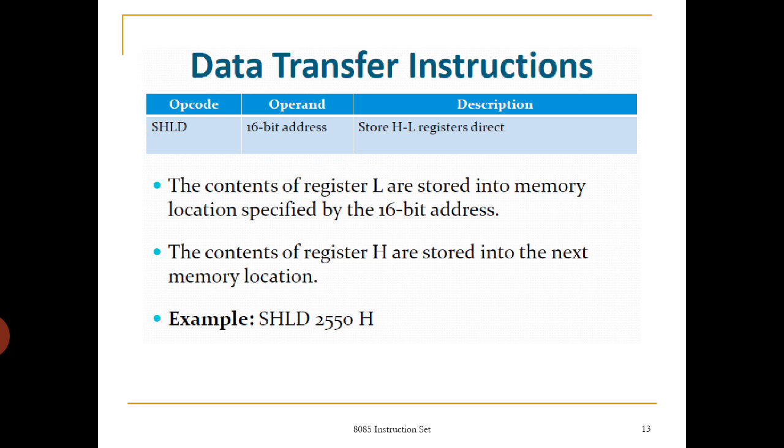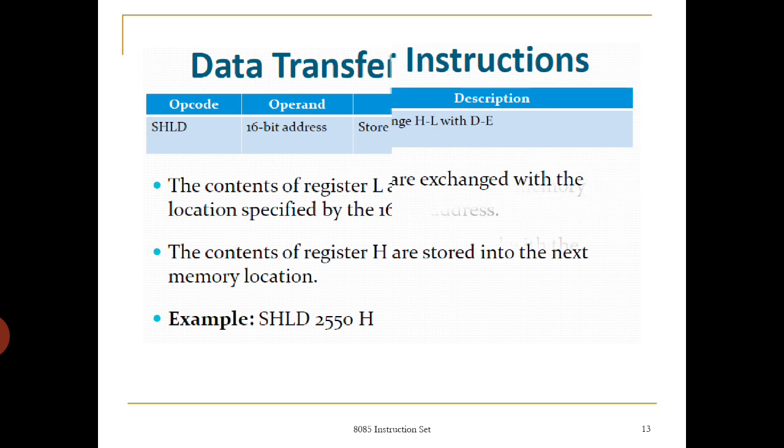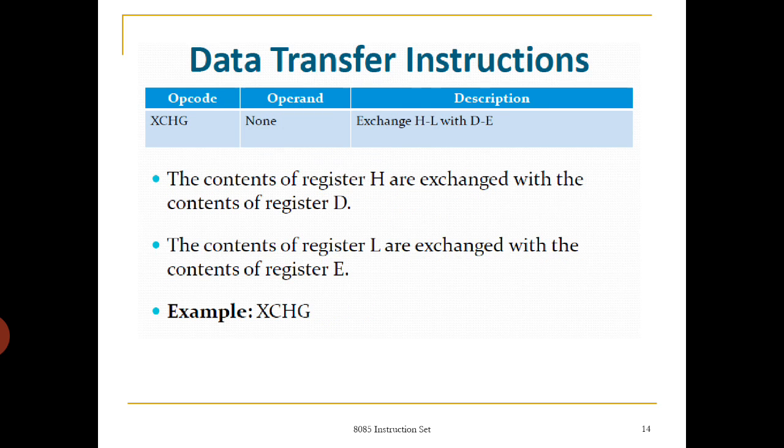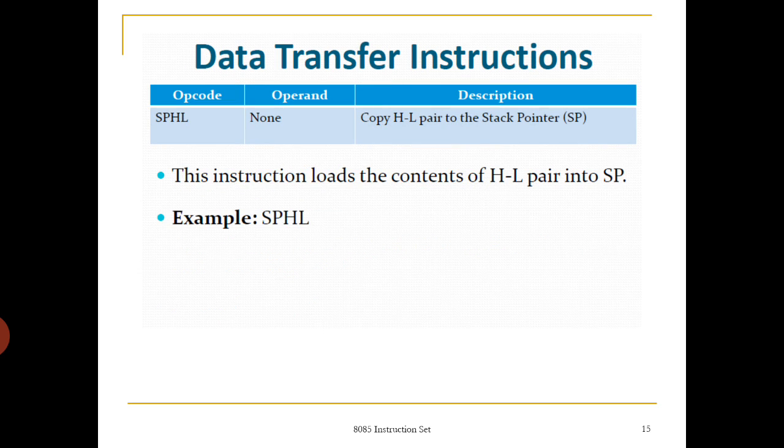Okay, understand? So this is a SHLD instruction. Then the next data transfer instruction is XCHG, that is, exchange HL with DE. So what happens in this instruction? The content of register H is exchanged with the content of register D. If you want to exchange the content of the H register with D, or L with E, then we use the exchange instruction.